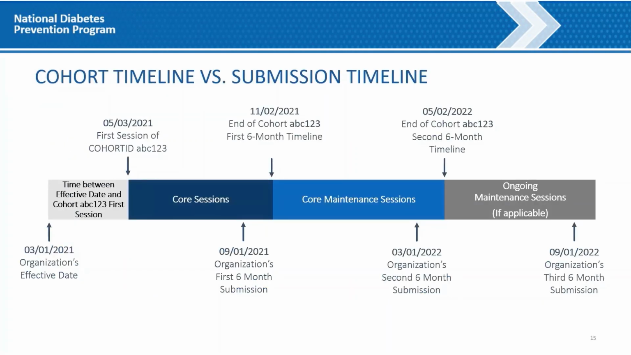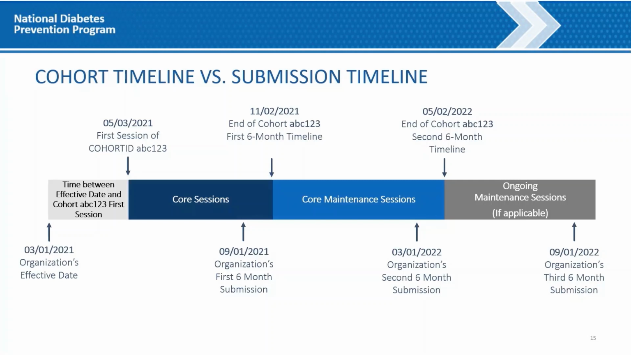Cohort timeline versus submission timeline. This graph illustrates the data submission timeline example using cohort ABC123 and illustrates how it moves through the program based on the organization's effective date. Again, the organization's effective date is March 1st, 2021. However, the first cohort did not start until May 3rd, 2021.